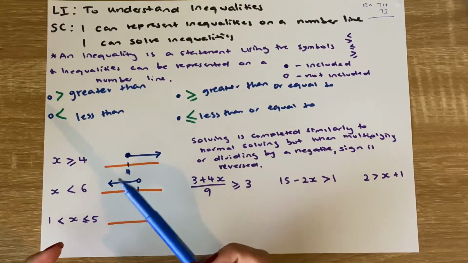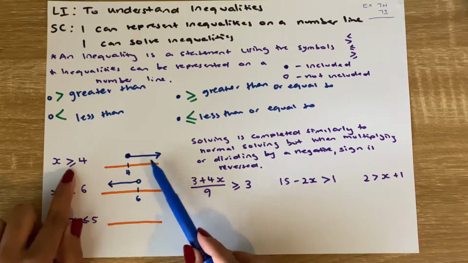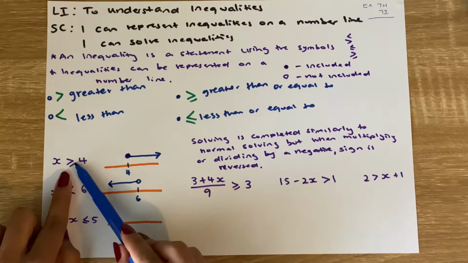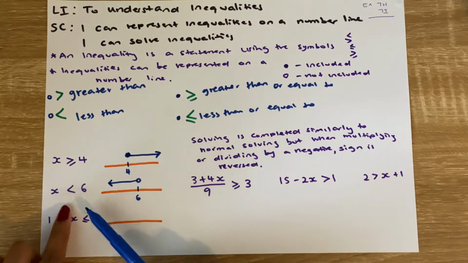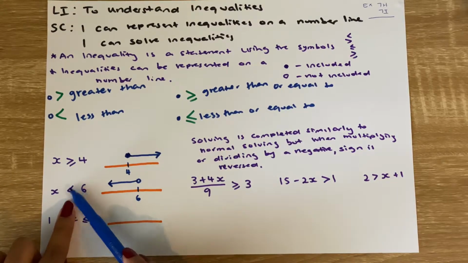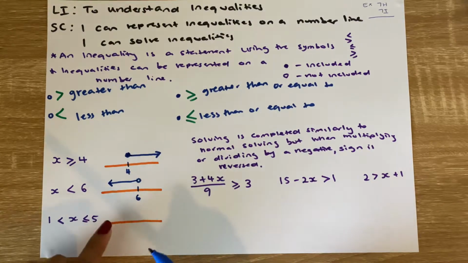Now, the way that I like to remember it is the direction of the arrow is going to be the direction of my symbol. So this is pointing this way, which means my arrow is going to have to be pointing this way. This is pointing to the left side. So when I draw my arrow, it's going to be pointing to the left side.